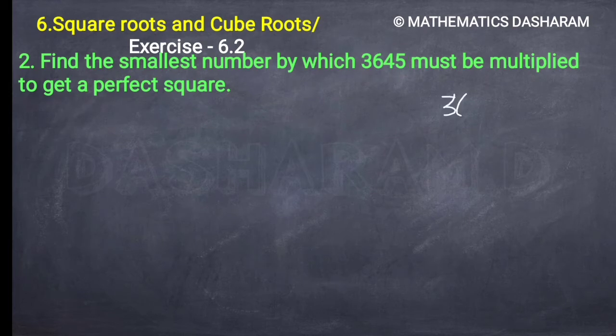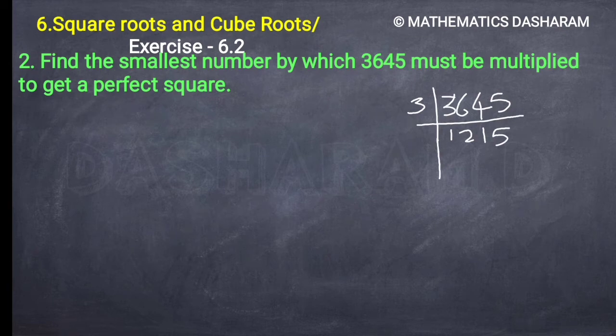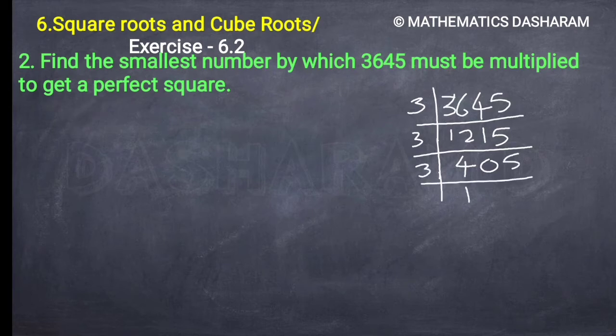3645 is not divisible by 2, so the next prime number is 3. 3 1s are 3, 3 2s are 6, 3 1s are 3, 1 remainder, 3 5s are 15. Again the 3 table, 3 4s are 12, and we should take two digits at a time, so 0, 3 5s are 15. Again 3 table, 3 1s are 3, 1 remainder, 3 3s are 9, 3 5s are 15.